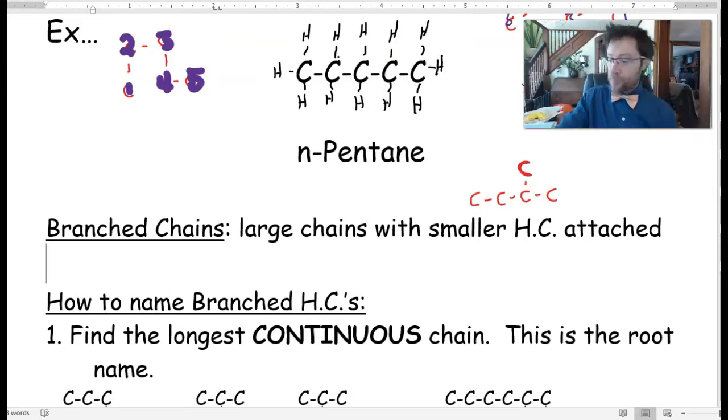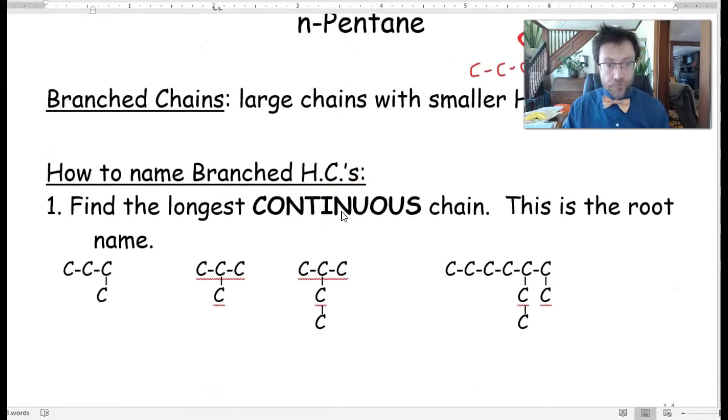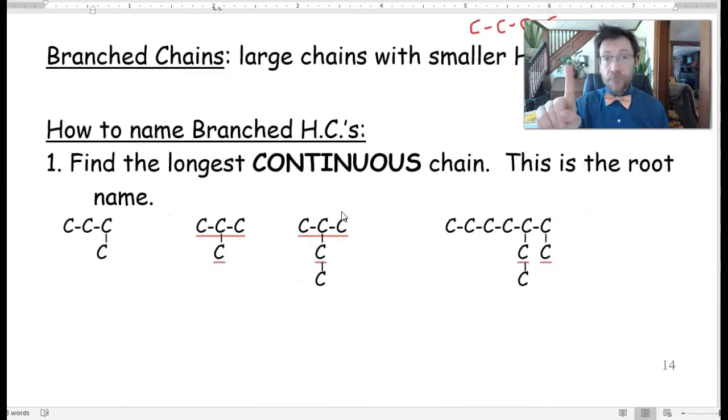Now we're going to mix it up by adding branches, or extra carbons sticking off of it. And to do that, step 1, we're going to find the longest chain, or the longest consecutive sequence of carbons, okay?